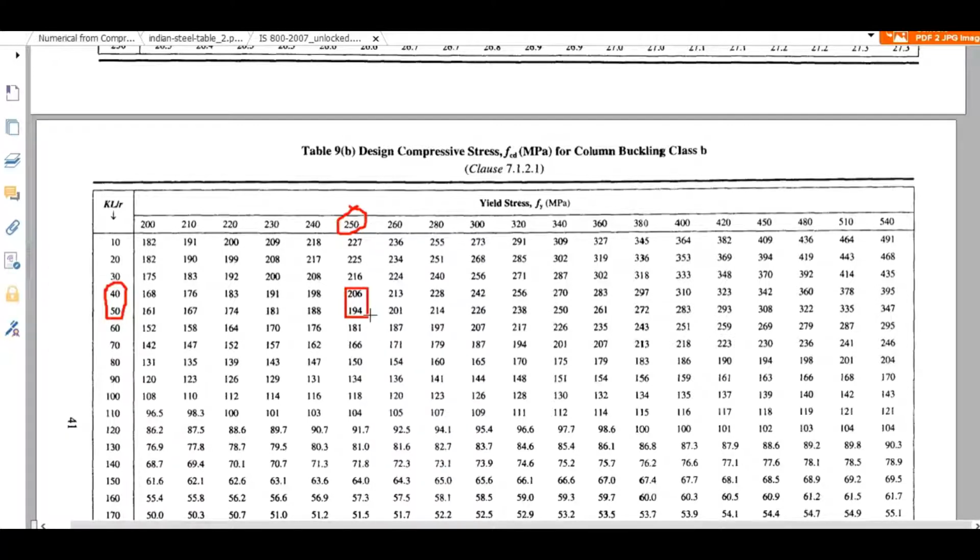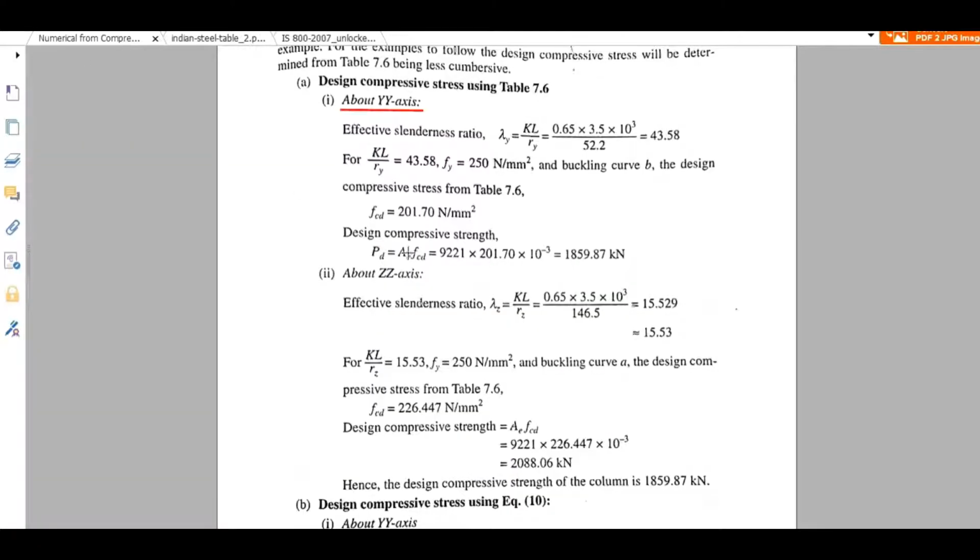Okay, so we have to find the design compressive stress FCD for 43.58. For 40 it is 206, and for 50 it is 194. So when the ratio is increasing, it is decreasing. I hope you can do the interpolation part, and you will get this value. FCD is equal to 201.70 Newton per millimeter square.